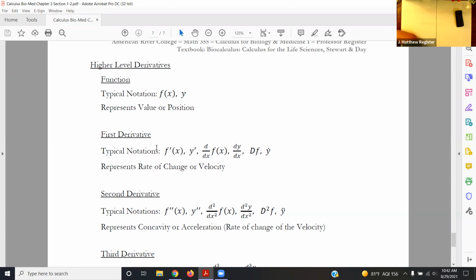The first derivative represents the rate of change or the velocity. And these are given in terms of spatial by being f of x, but in order to make it related to time, you just make it f prime of t. But these are the different notations for our first derivative. We have f prime of x, y prime, d dx of f of x, dy dx, big D of f, or y dot. And again, they represent rate of change, oftentimes with respect to time. And that's what the velocity is. Velocity would be the rate of change of position with respect to time.